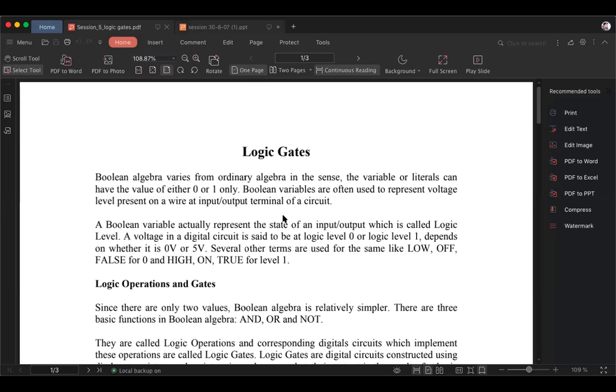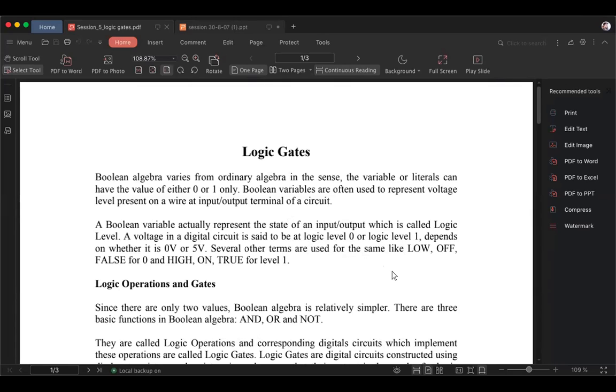Okay. Now, when we discuss these Boolean variables, as we know, they work at the logic level, and that's why it is called logic gates. Now, voltage in the digital circuit is said to be logic level 0 and logic level 1. Logic level 0 is when we have 0 volts. Whether we have 5 volts or any particular level we talk about, it is called level 1. So the computer always understands the binary language in the form of 0 and 1.